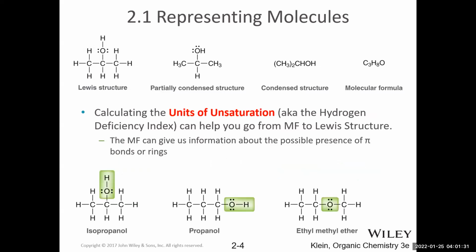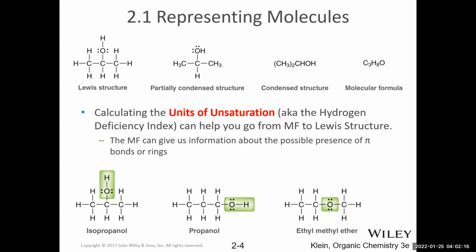Another really important strategy for helping to draw constitutional isomers is to calculate what's called the units of unsaturation. To calculate the units of unsaturation, also known as the hydrogen deficiency index, you start with a molecular formula. If you are just given a molecular formula, you can do this calculation and get some really helpful information. It will give you information about whether or not there are any rings or pi bonds present in the structure.